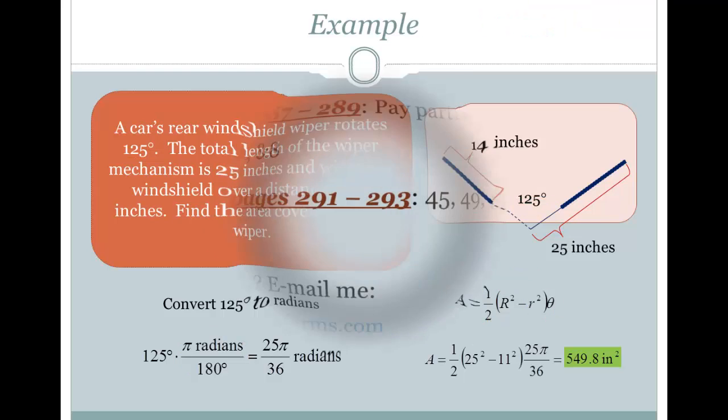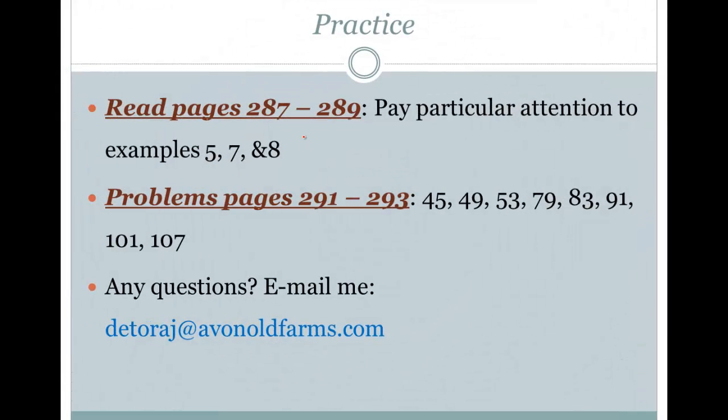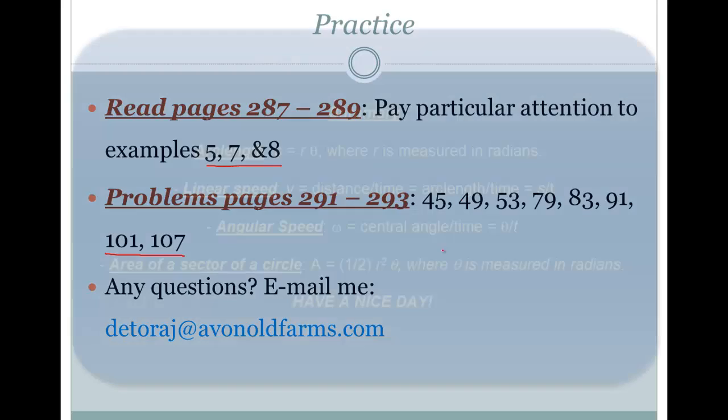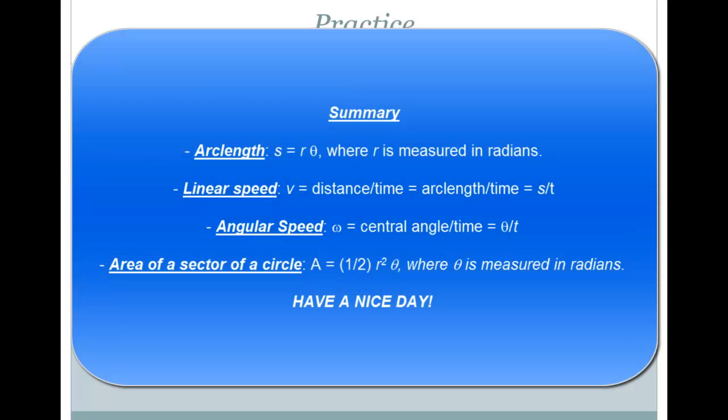Here's some practice. Finish reading section 4.1. Here are some good examples, and some more practice problems for you guys to do, a couple of word problems at the end. These have to do with arc length, area of sectors, and linear and angular speed. Do some practice here. If you have any questions, email me.